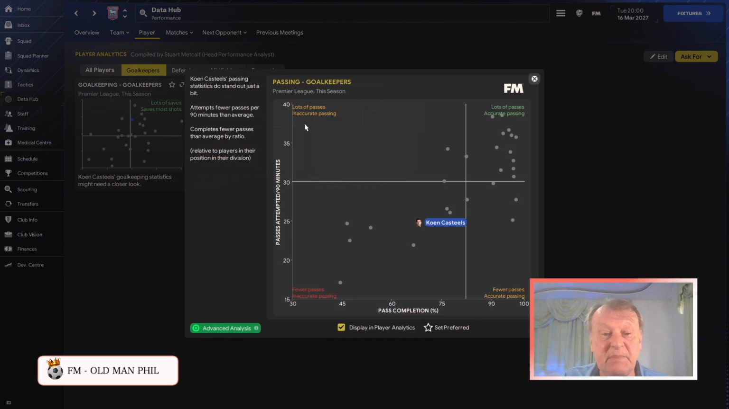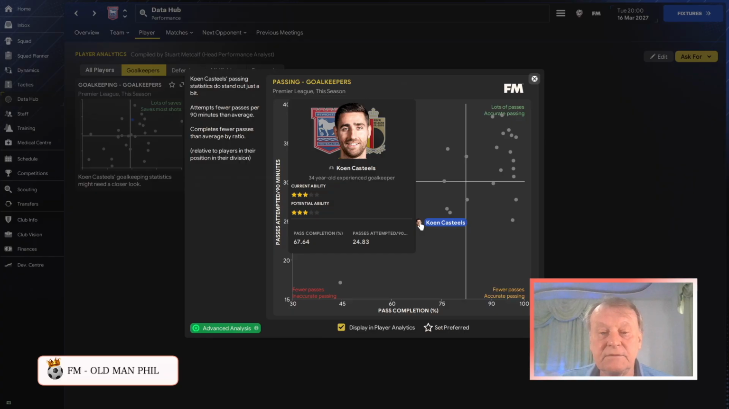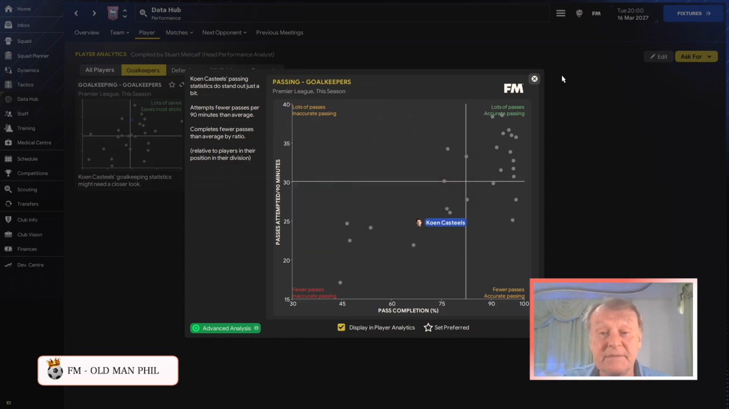In terms of his passing, you can see that it's below average. He attempts fewer passes per 90 minutes than average and completes fewer passes than average by ratio. So in terms of his passing, he's not particularly good in terms of pass completion. In fact, he only has a pass completion of 67 from a total of 24 passes attempted per 90 minutes. So he's not particularly efficient when it comes to passing, something to bear in mind.